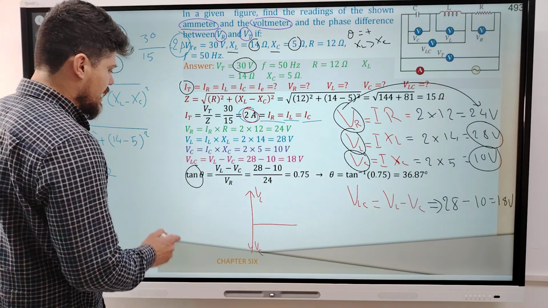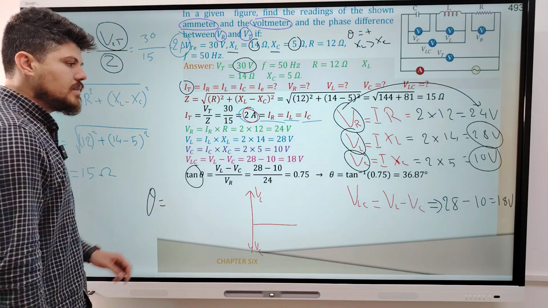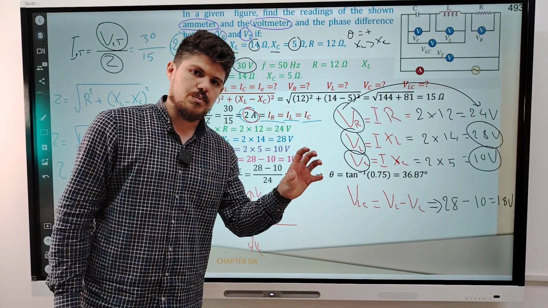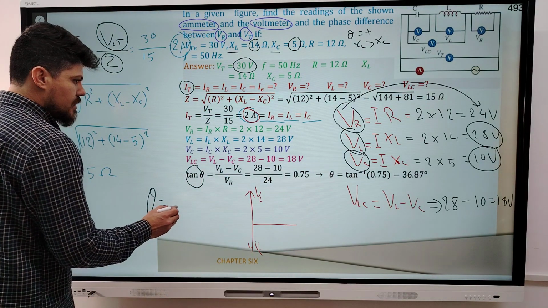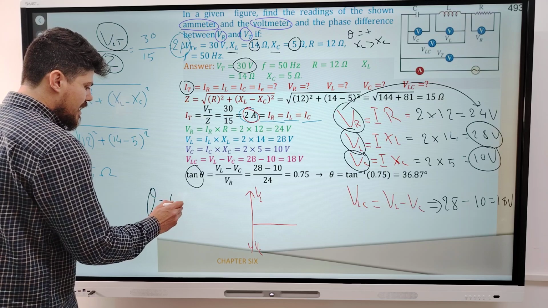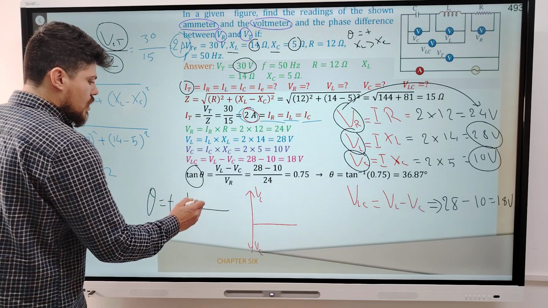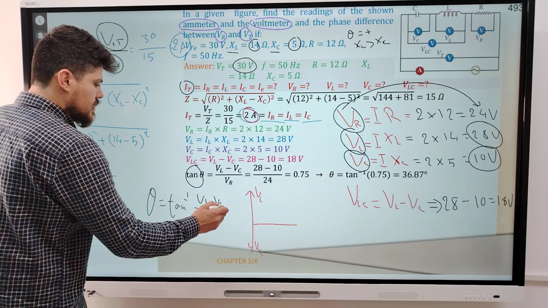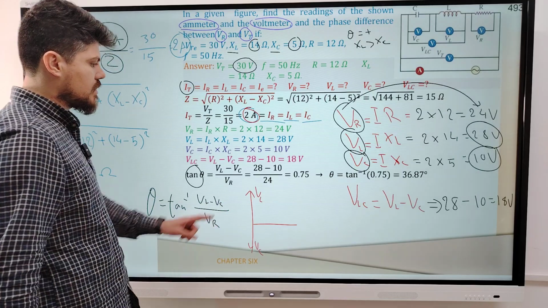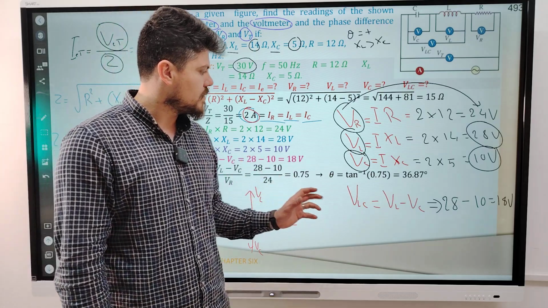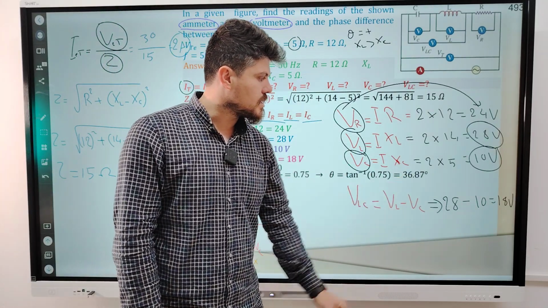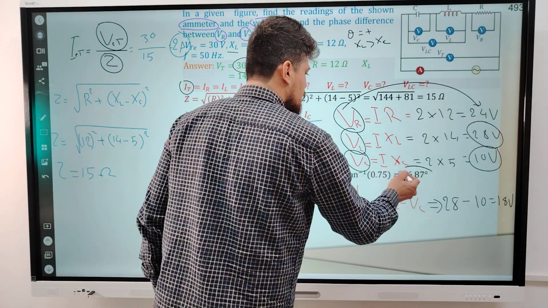We have to find also the angle, theta. You can find the angle between the total potential difference and the potential difference across the resistance by using this equation: tan inverse of opposite, VL minus VC over VR. 28 minus 10 over 24 is equal to 0.75, and theta is equal to 36.87.